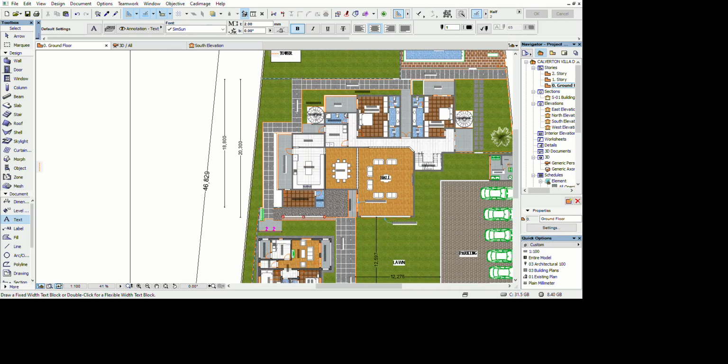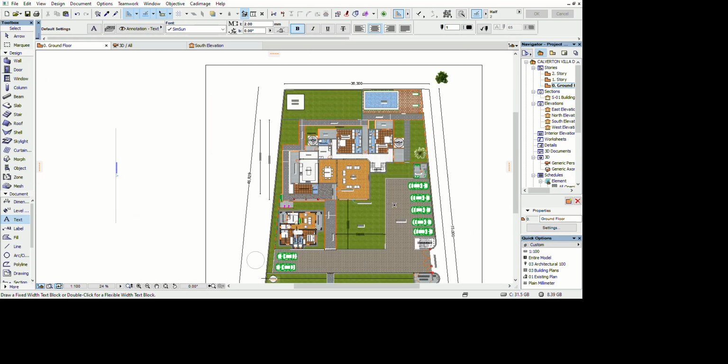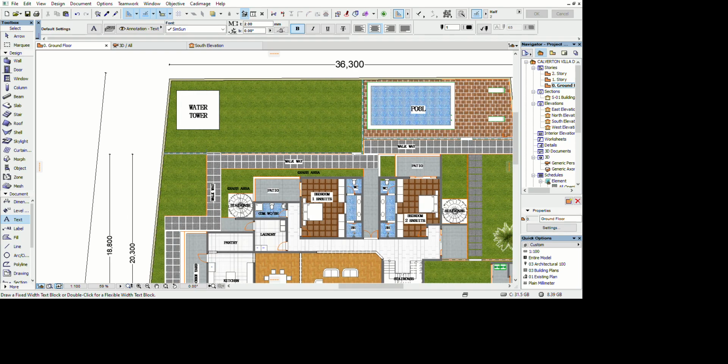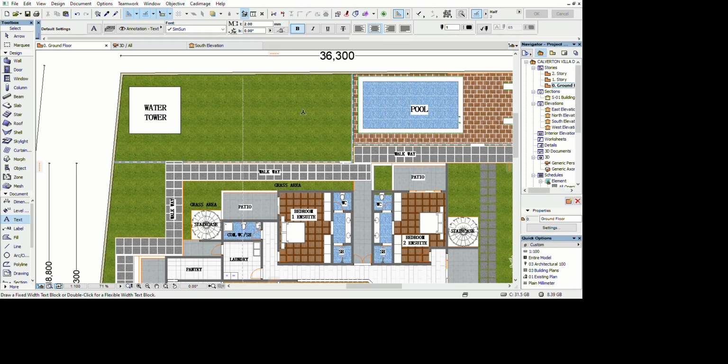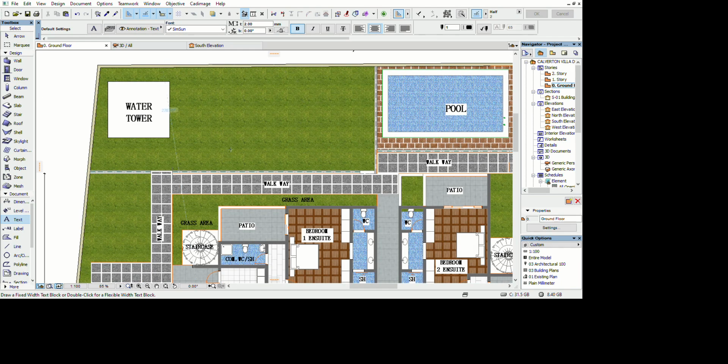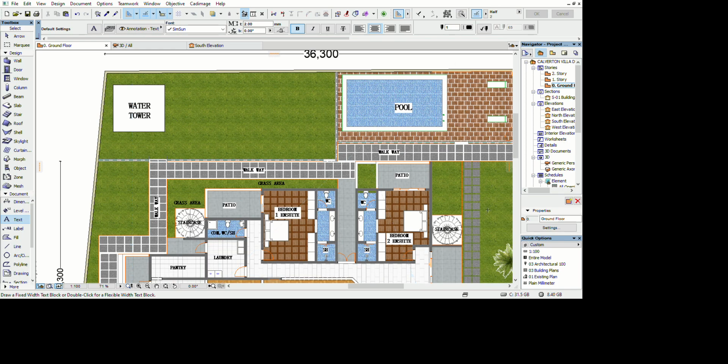So those are the major changes that were done on the ground floor. And also we moved the swimming pool from where it was. As you can see, this is the area where it was formerly, but now this place we changed it to be the graveyard. And on this part of the graveyard we have the water tower that will be supplying water to the whole of this compound.